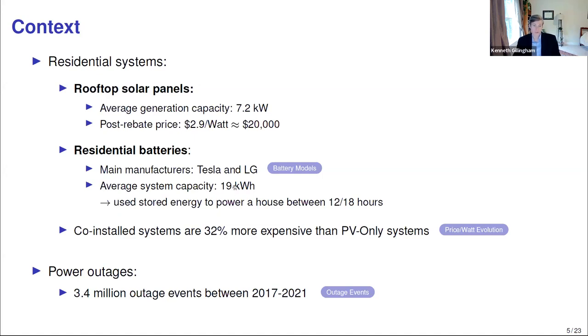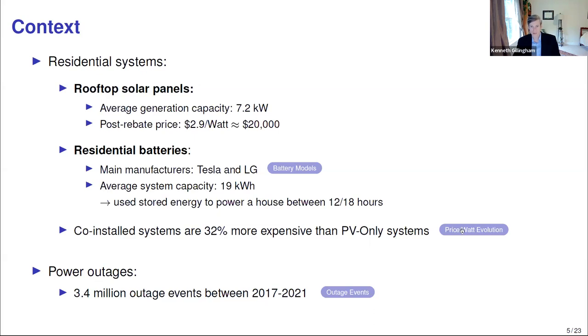For around 20 kilowatt hours, with a typical house, you can power a house for quite a lot of time. And note that if you have a solar panel linked up to the battery, once the sun starts shining the next day, you could be in a position again where you can power your house straight from the solar panels. You probably can't charge an electric vehicle. You probably can't dry clothes, maybe, but you can keep your refrigerator going and do all standard normal things. It is true that you're paying more for it, 32% more expensive when you co-install a system.